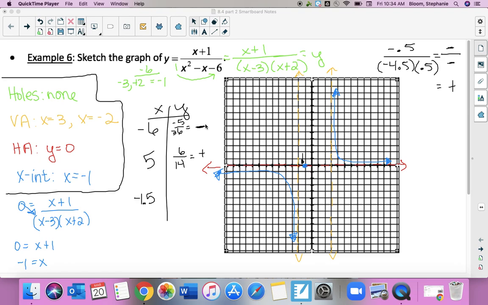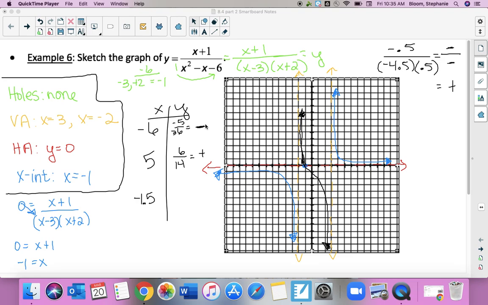So I know my curve has to go in between my x-intercept and my vertical asymptote. It's going up in the positive. So my curve is going to approach this way. And then I just do the opposite. Cross that x-axis and then approach the other way.